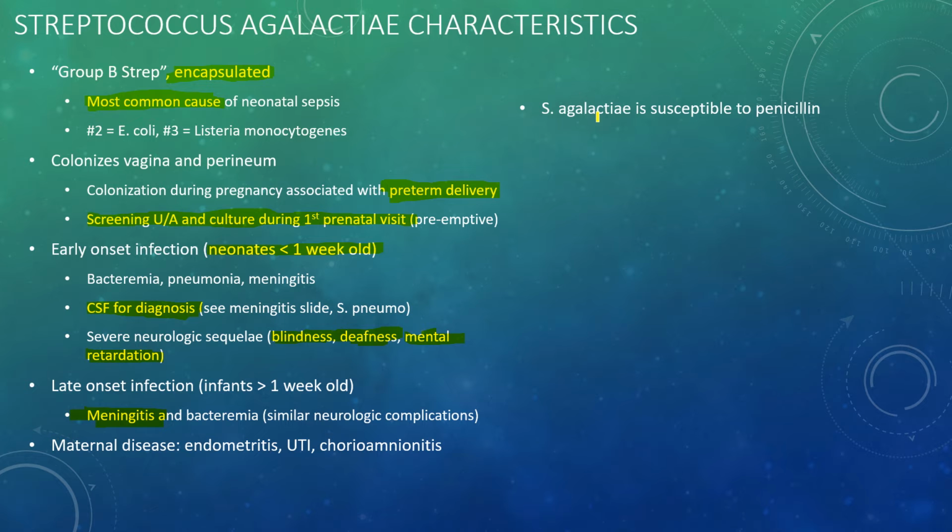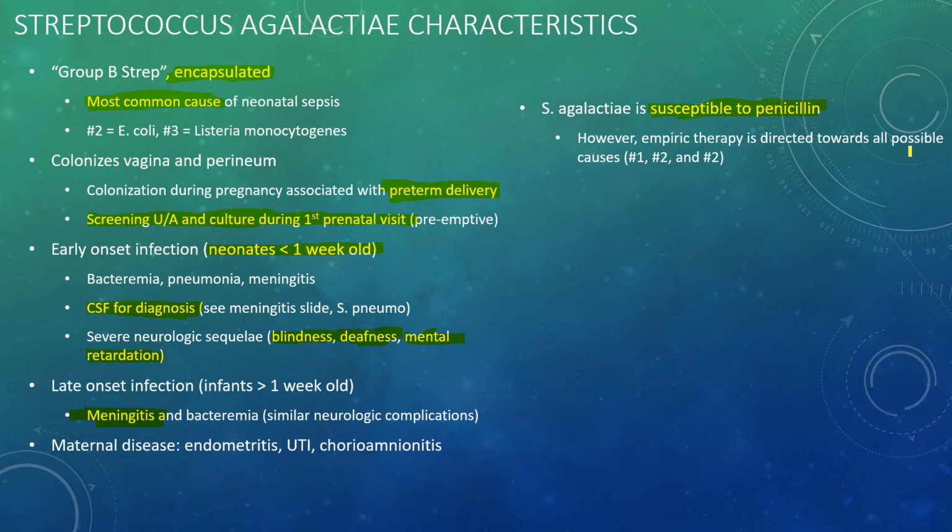So another thing to know is that strep agalactiae is susceptible to penicillin. But the key feature when we're talking about empiric antibiotic therapy is E. coli and Listeria are not commonly susceptible. So you need to treat for E. coli especially, and also Listeria with some strong antibiotics. And we'll talk about what those are.